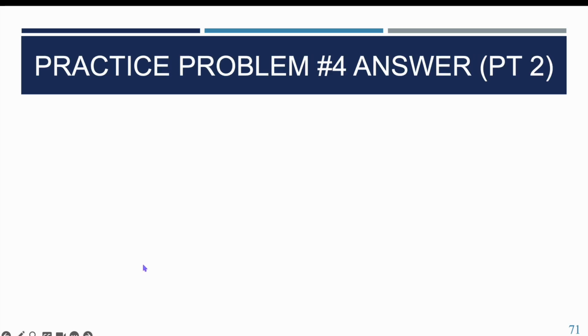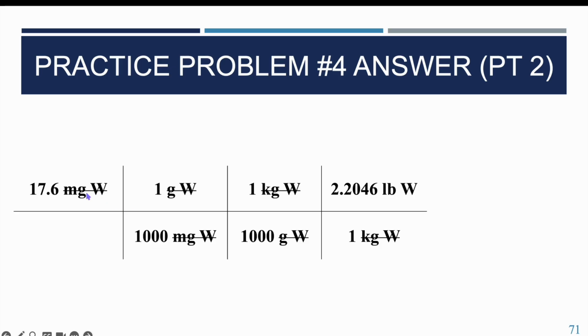Okay, and so the next thing we'll do is we need to cancel out all of the units, make sure that they cancel out, otherwise we will not have the correct number in the end if they do not cancel out. And we'll multiply across 17.6 times 1 times 1 times 2.2046 divided by 1,000 times 1,000. And that's going to give us the answer of 3.88 once we round for sig figs times 10 to the negative 5th pounds of tungsten. Okay.